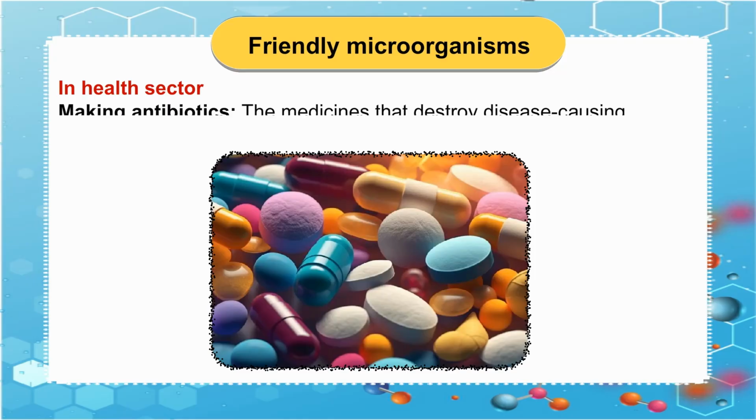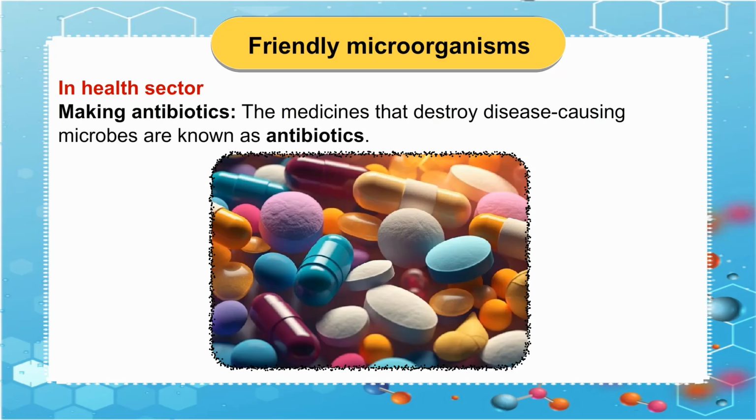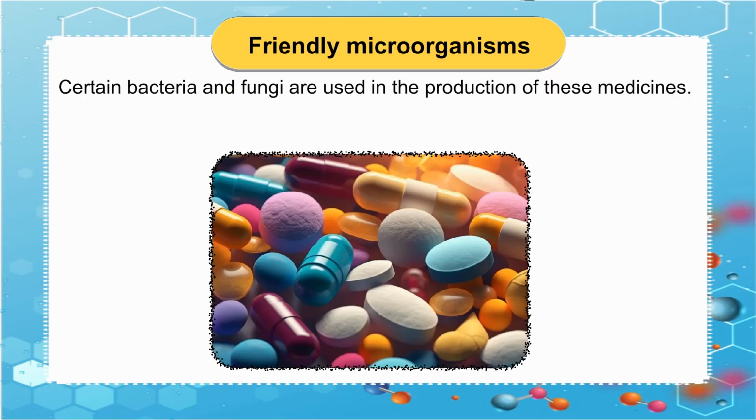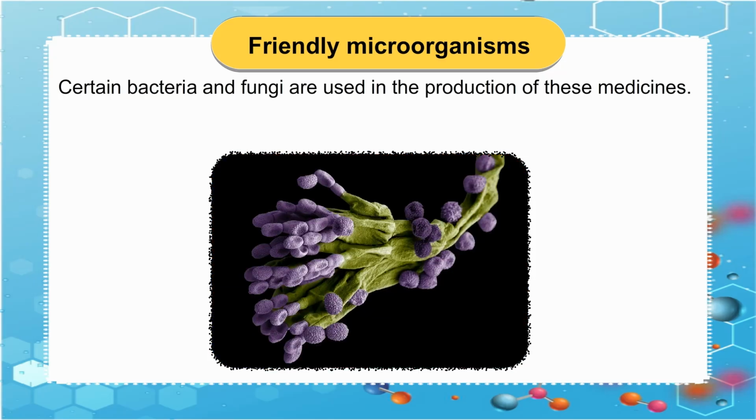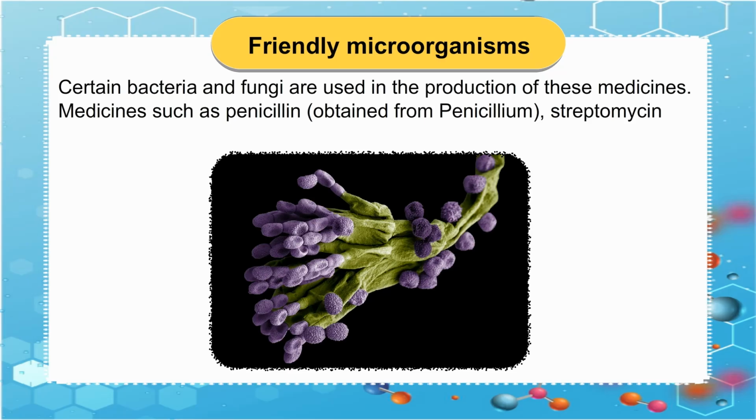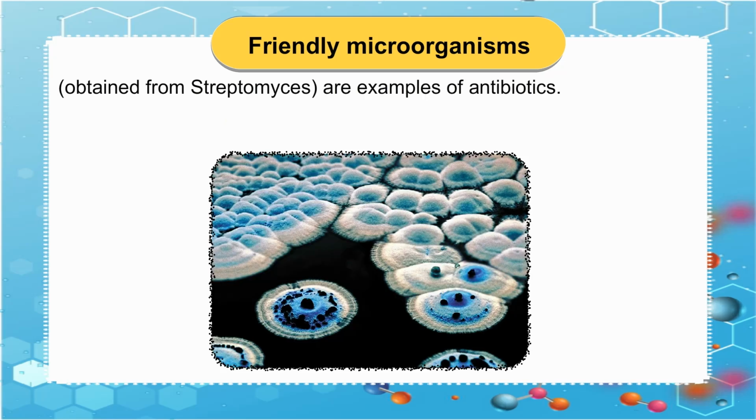In the health sector: making antibiotics. The medicines that destroy disease-causing microbes are known as antibiotics. Certain bacteria and fungi are used in the production of these medicines. Medicines such as penicillin, obtained from Penicillium, streptomycin and tetracycline, obtained from Streptomyces, are examples of antibiotics.